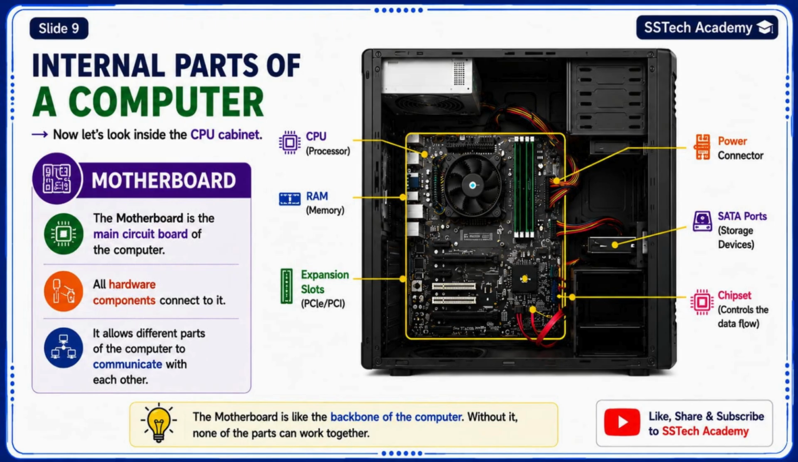Speakers are output devices because they provide sound output from the computer. Now it's time to look inside the computer cabinet and learn about its internal parts. The most important component is the motherboard. The motherboard is the main circuit board of the computer. It connects different hardware components and allows them to communicate with each other. The motherboard connects important components such as the CPU, RAM, expansion slots, storage devices, and power connections.